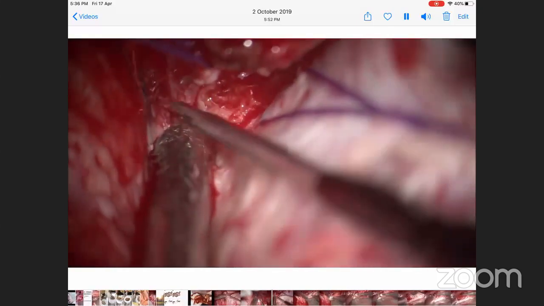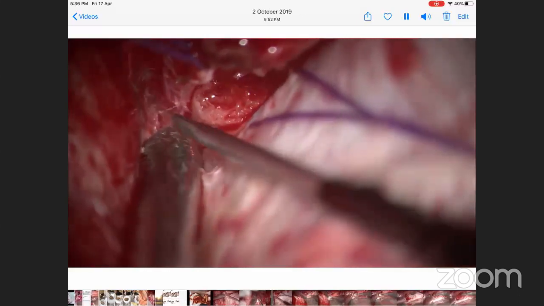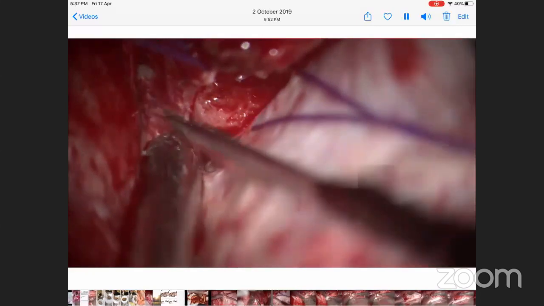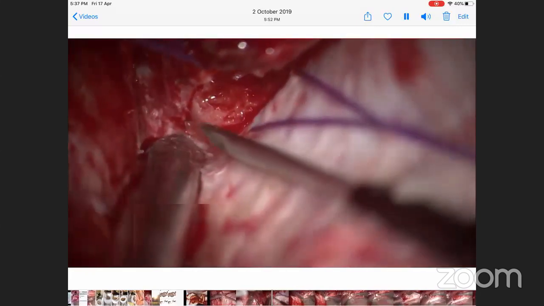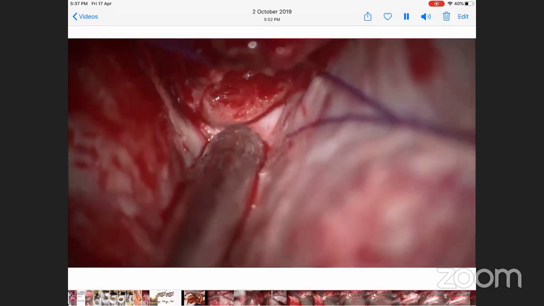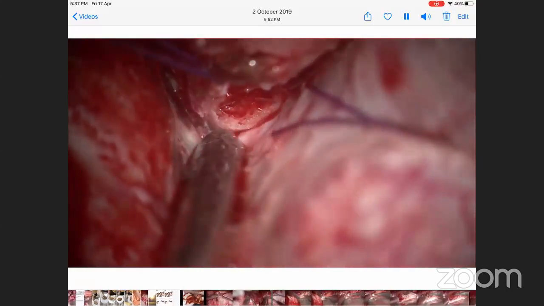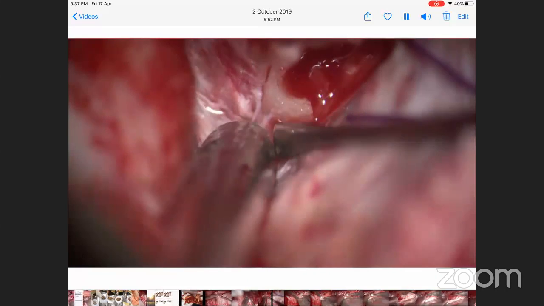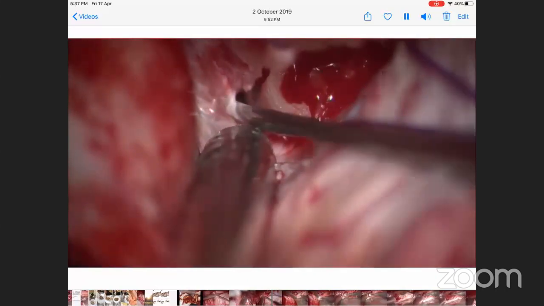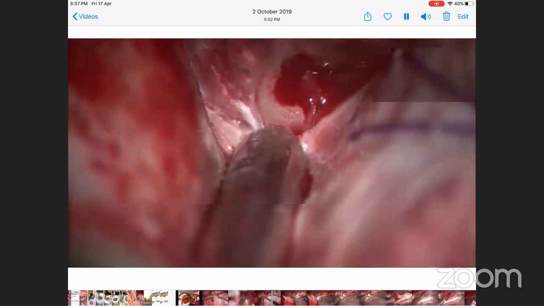Yes or no? Yes, sir. My suction is at the junction between the temporal lobe and the frontal lobe. Can you understand that? My suction is at the junction of the left frontal lobe and temporal lobe. Yes or no? Yes, sir. Right. So what I'm doing is I am defining that clinoid.